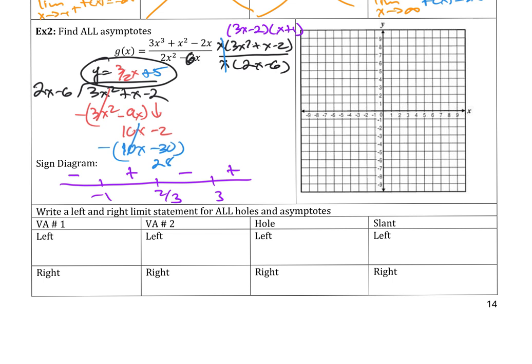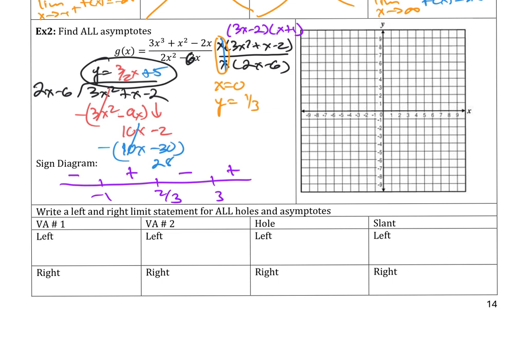We do have a hole here, so we want to make sure that we identify our hole as well. I know that because my factor of x canceled, I have a hole when x is going to equal 0. If I plug 0 into my function, then I get the corresponding y value, 1/3.